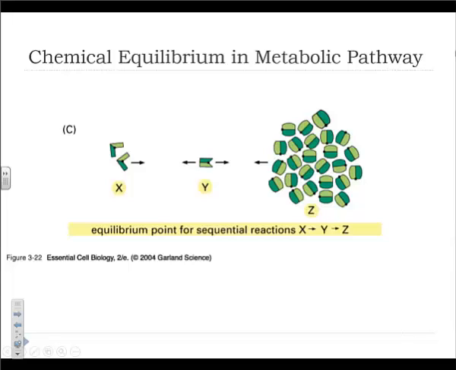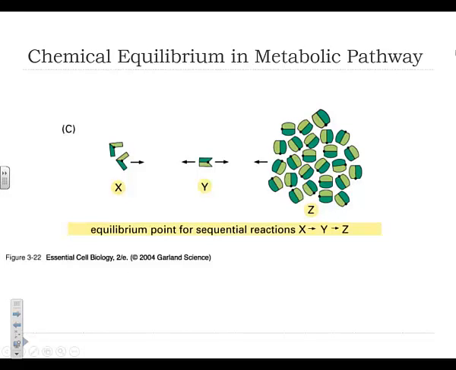By having a subsequent coupled reaction also speeding up that reaction, it pulls the product Y and causes the reaction to continue, or the metabolic pathway to continue to its endpoint. In this way, each step will kind of pull the reaction in the proper direction, or in the intended direction of keeping order in the cell.